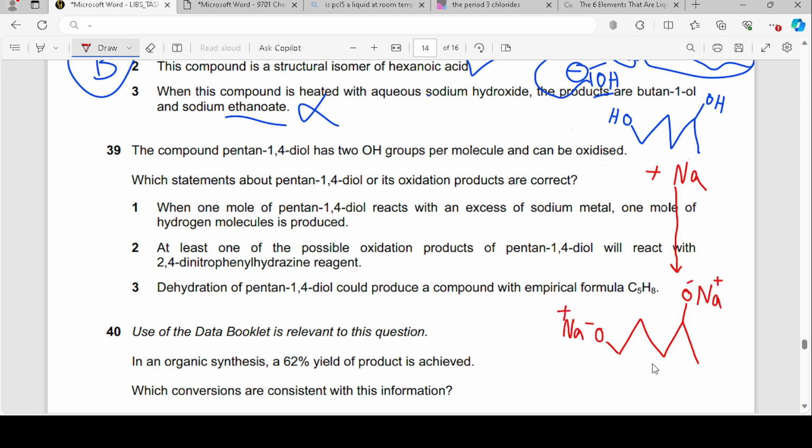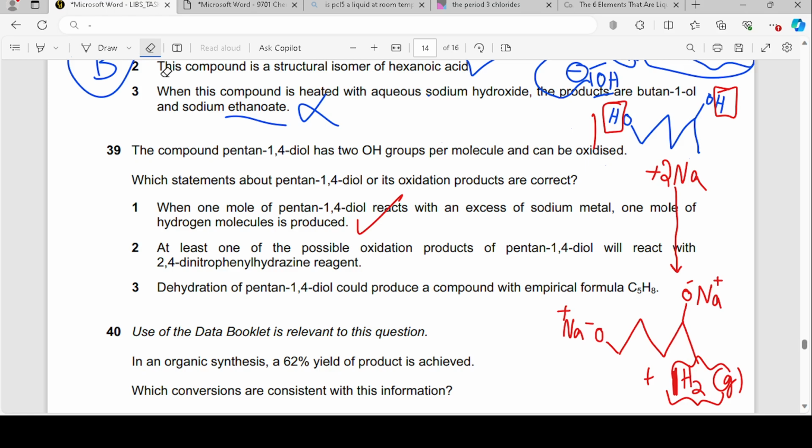If both of these are replaced, that means I form H2. Now let me balance this equation. I used 2 sodium atoms, so there should be a 2 Na over here, even though it said excess, because 2 actually react per 1 mole of pentane 1,4-diol. Since I have 2 atoms of hydrogen on the left hand side, I should also have 2 on the right hand side, and I do. So how many moles of hydrogen molecules are produced? I get 1 mole, as you can see. So if they're saying 1 mole of hydrogen molecules is produced when 1 mole of pentane 1,4-diol reacts with excess sodium metal, that is a true statement. So statement 1 is definitely right.